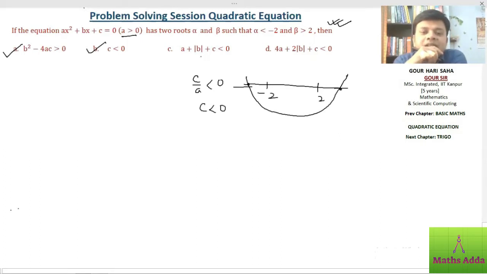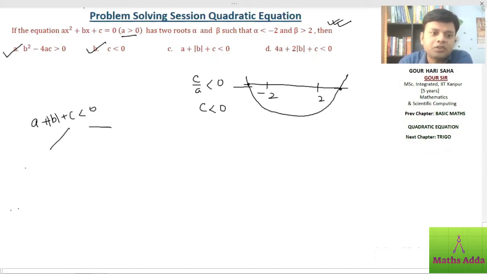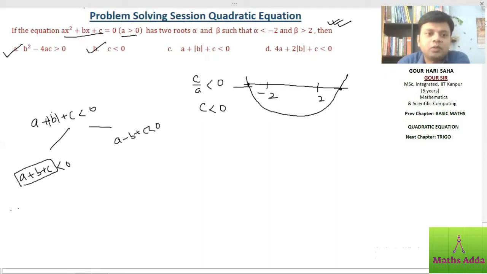Third is A plus mod B plus C less than 0. What is A plus mod B plus C less than 0? It can have two meanings, right. When B is positive, it will be A plus B plus C less than 0. If B is negative, it will be A minus B plus C less than 0, right. Now, how can we get this expression from ax square plus bx plus c, putting x equal to 1? So, 1 is somewhere here, right. So, what do you know about f(1)? f(1) is a plus b plus c. Now, the graph is below the x-axis at 1, this means f(1) is less than 0, this means this condition, right. Achha, now, how can you get this one?